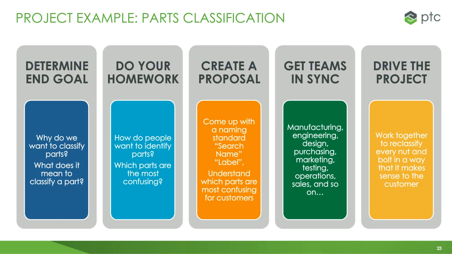Next thing we did is we created a proposal. Our proposal was that we create a standard naming convention. The next part of our proposal was that we wanted to eliminate all smart part numbers for both parts and end items. Next step, we wanted to break the implementation down by phases. The first phase, we want to focus on end items. Second phase, hardware. Third phase, tubing, and so on.